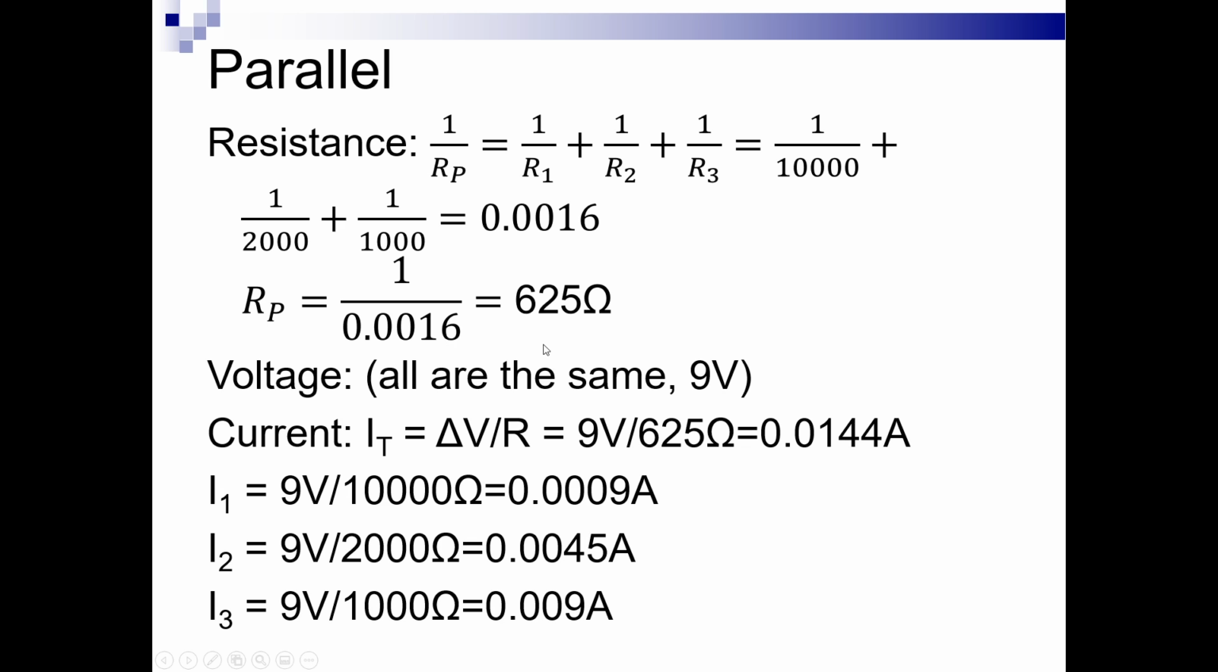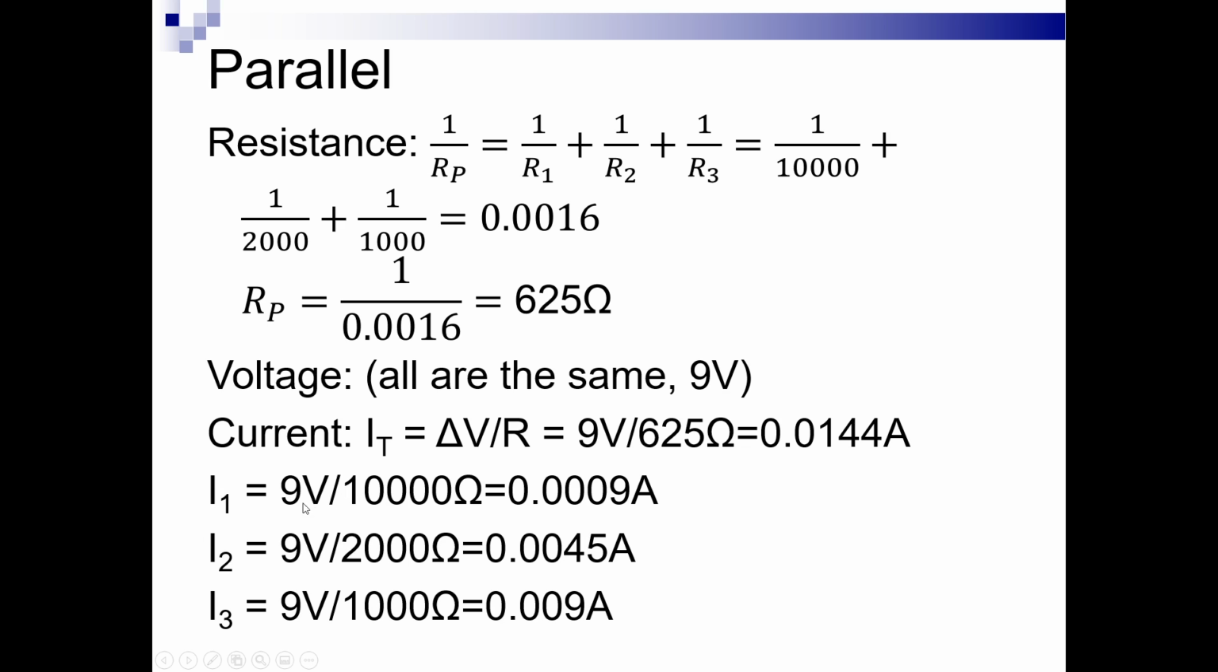Voltages are all the same. They're the same because they're attached in parallel. So then the total current is just the total voltage divided by the total resistance. That's how much goes through the battery. And then you can find the individual currents.